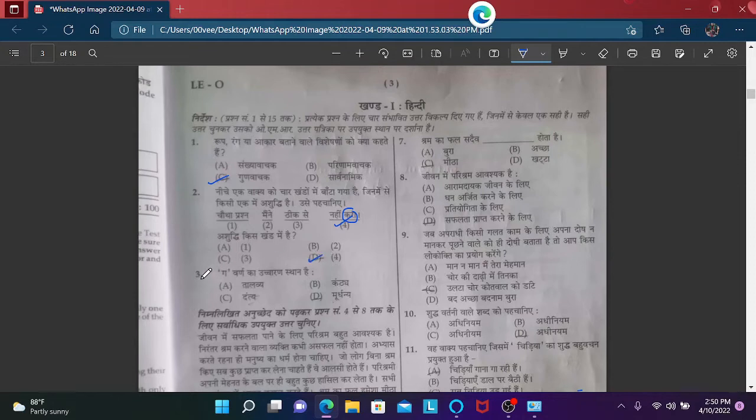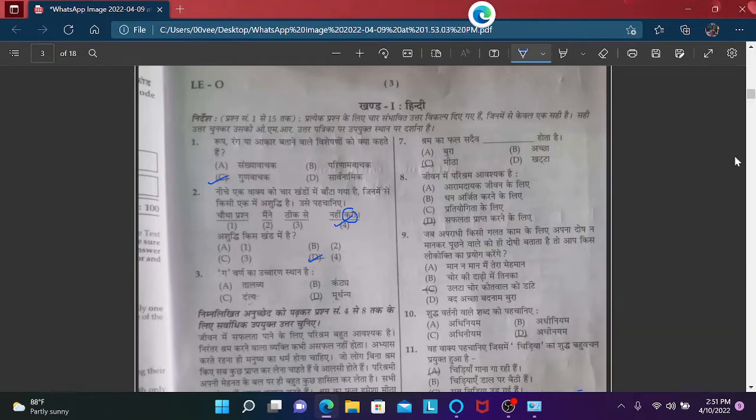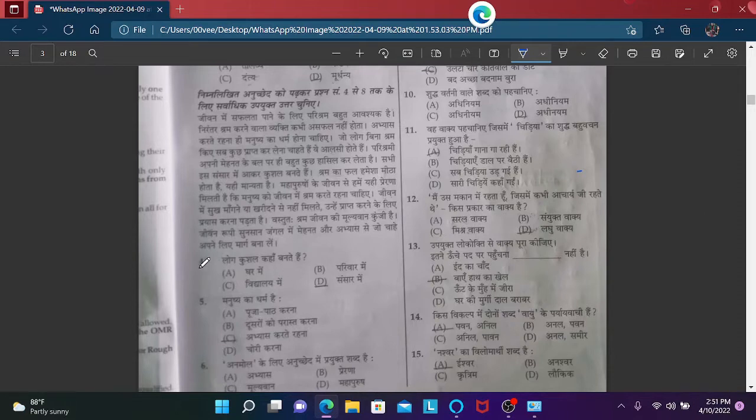Now the third question: ग वर्ण का उच्चारण स्थान है. The उच्चारण स्थान for ग is actually कंठ. Okay. So here we are moving to the fourth question.